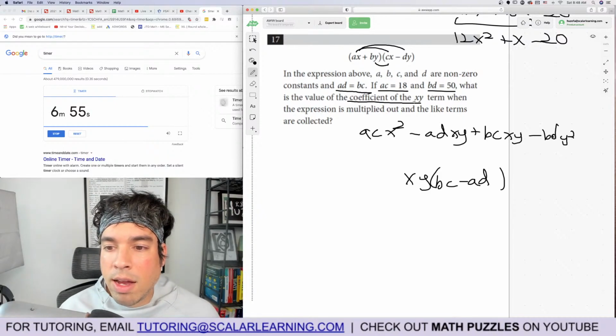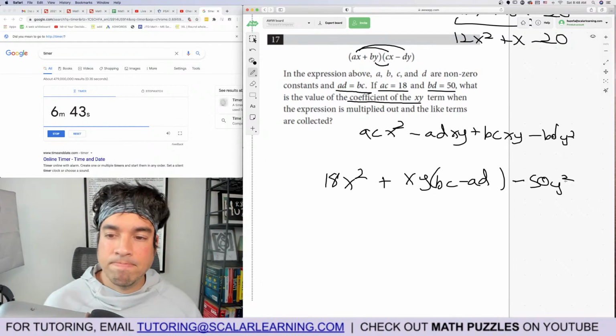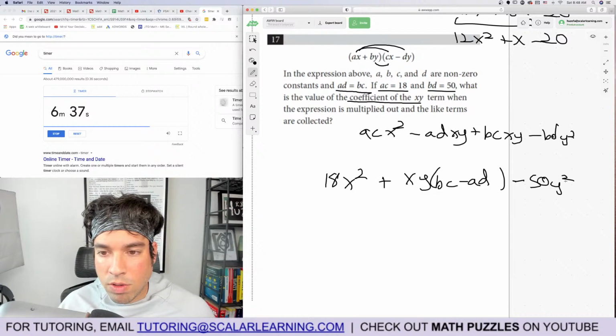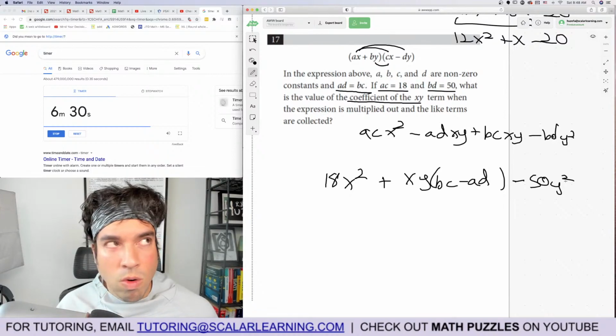Okay, I know that AC is 18, so let's put that in the mix. 18x squared plus that minus 50y squared. Okay, hold on. System of equations. Can I do something here? I've got to really think about this for a second. So hold on. If I factor, can I factor?